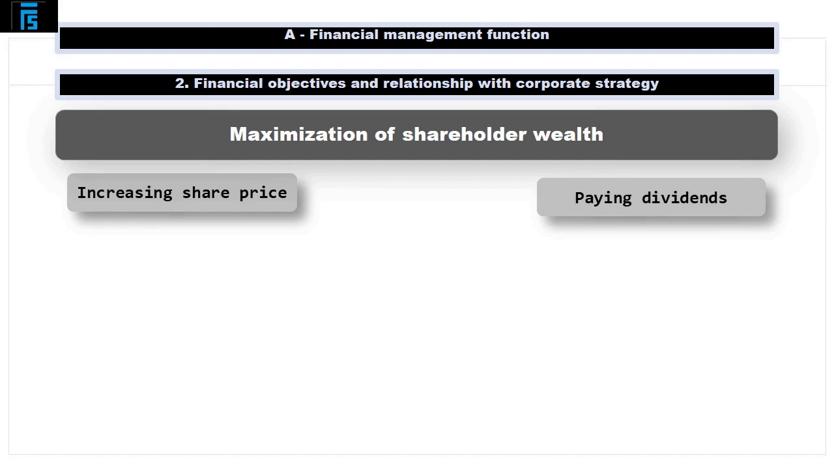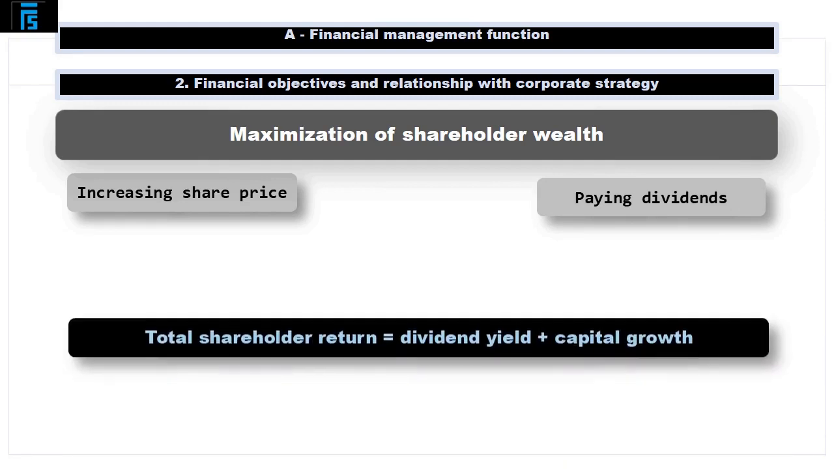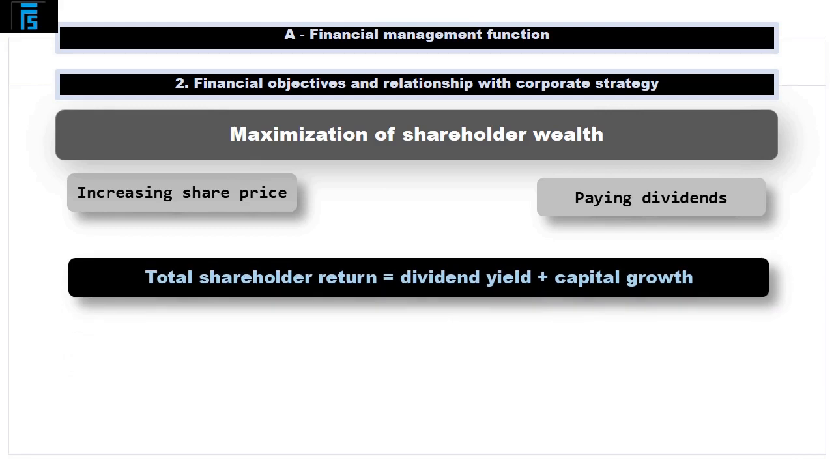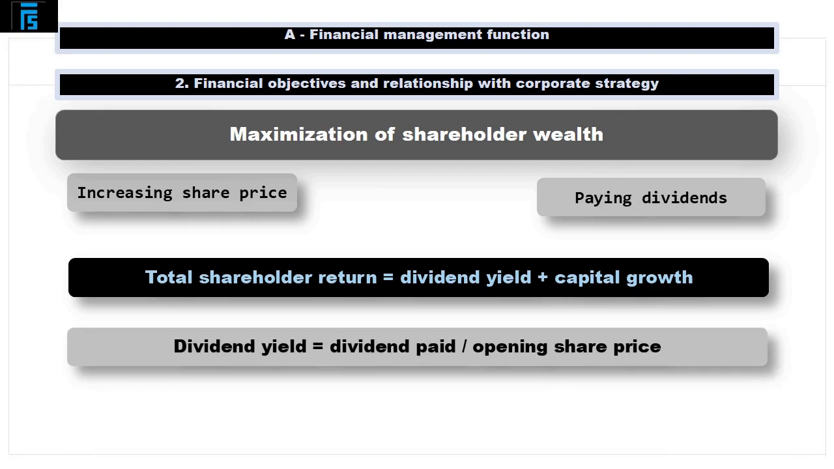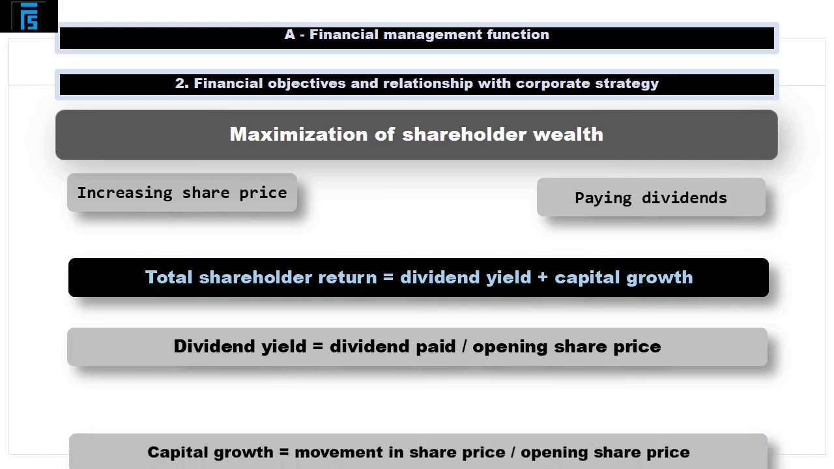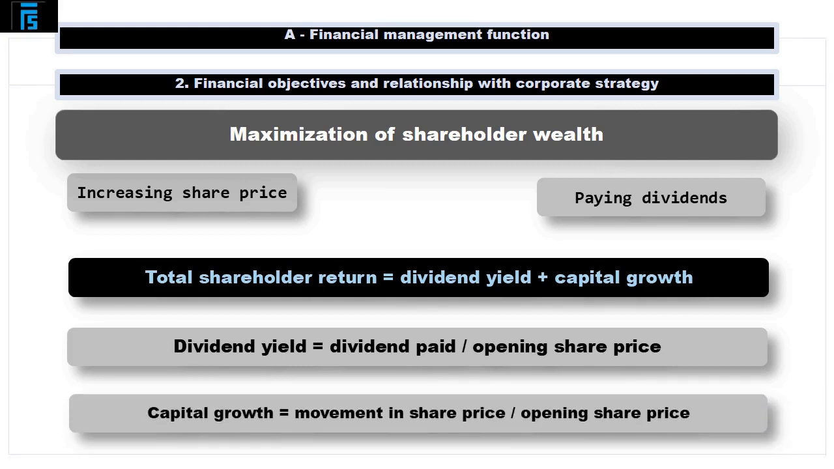The success or otherwise in achieving this objective can be measured in terms of total shareholder return, which is the dividend yield plus the capital growth, both expressed as a percentage. Dividend yield equals the dividend paid in the year divided by the share price at the start of the year. Capital growth equals the movement in share price during the year divided by the opening share price at the start of the year.